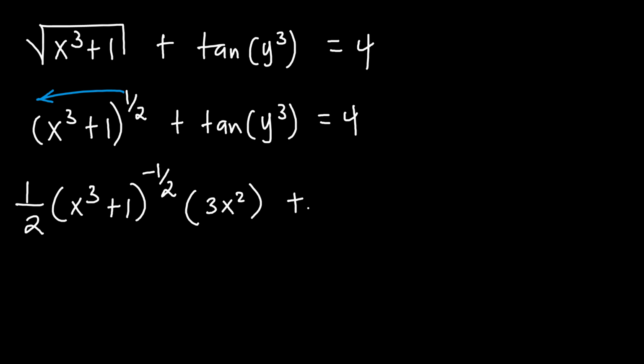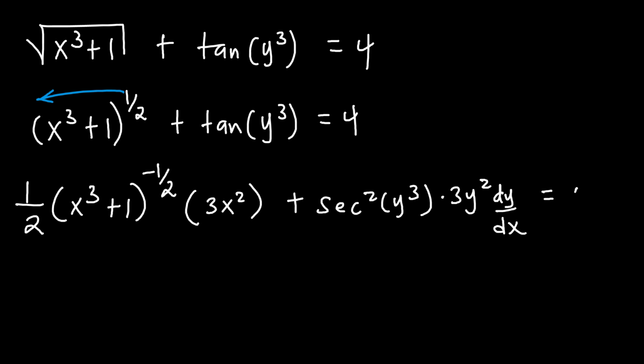And then plus, now we need to differentiate the tangent of y to the power of 3. We know that when we differentiate tangent, we get secant squared. So we shall write secant squared y to the power of 3. And then we shall multiply this by the derivative of the angle. Our angle is y to the power of 3. And if you differentiate y to the power of 3, you get 3y to the power of 2. So we shall multiply this by 3y to the power of 2. And if you remember, we said that during implicit differentiation, when you differentiate a y variable, you have to multiply through by dy divided by dx. And this will be equal to the derivative of 4, which is 0.